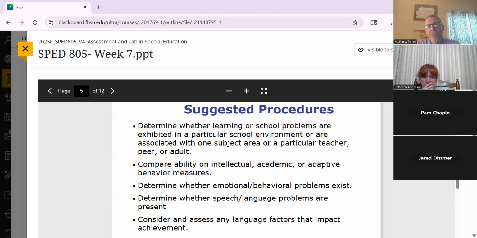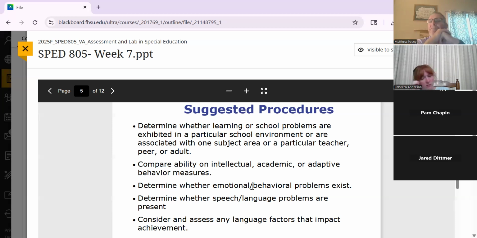And so we also look at adaptive behavior measures or adaptive behavior scales, getting that information from the background, the holistic information that I mentioned. That's where that comes from. We're going to try to determine whether there are emotional behavior problems that may exist.